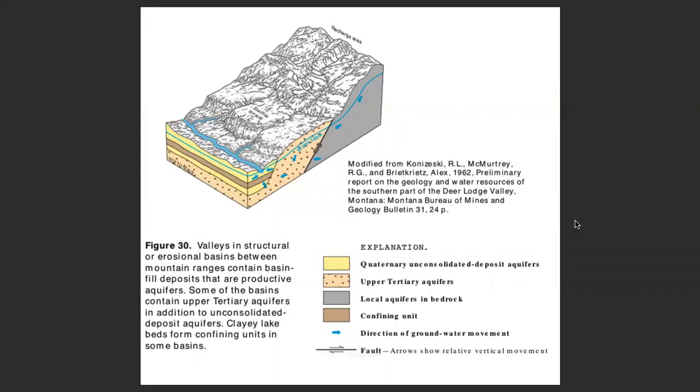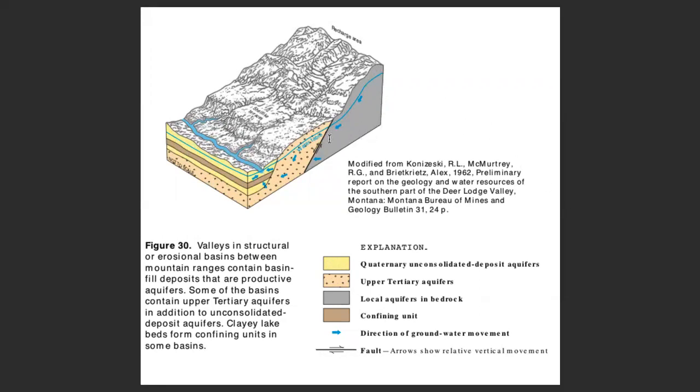So now we're gonna focus in on a Western Montana valley system, and this is for the Deer Lodge. This particular cross section was developed from a hydrogeologic study in Deer Lodge, but this setup is exactly what we have in the Missoula Valley. It's exactly what we have all over Western Montana. And here's the basic idea.